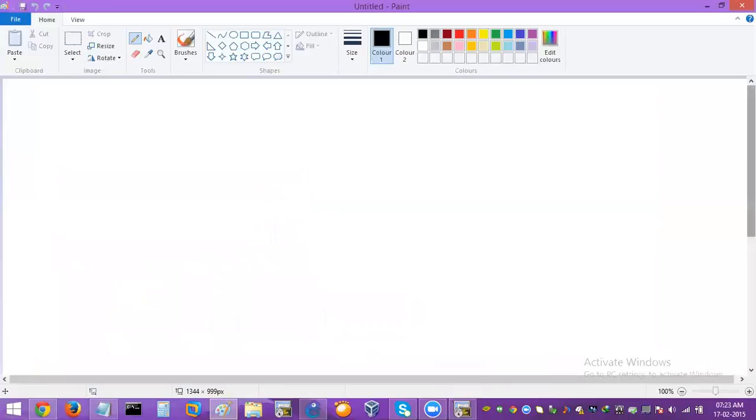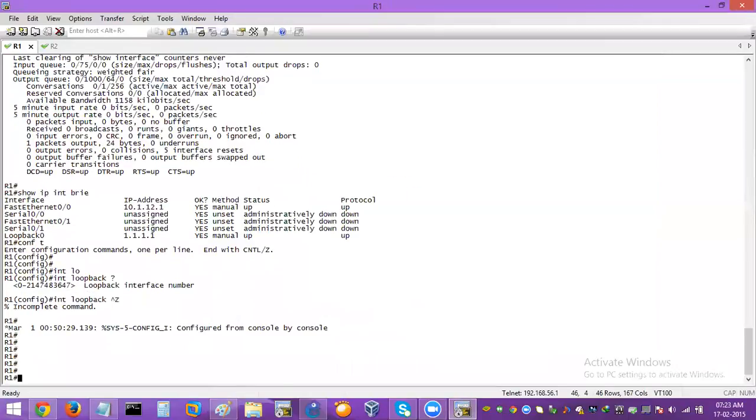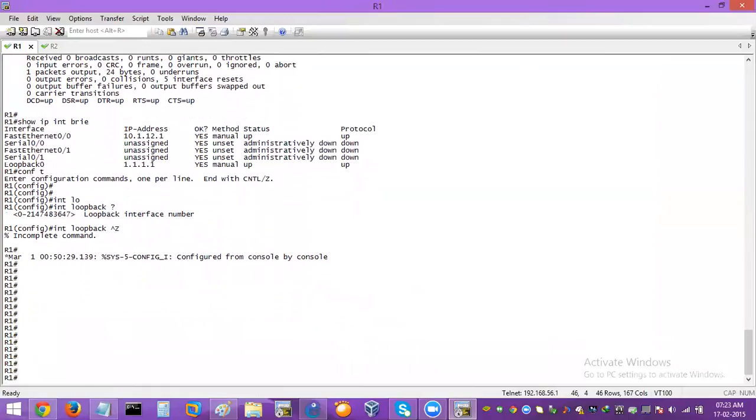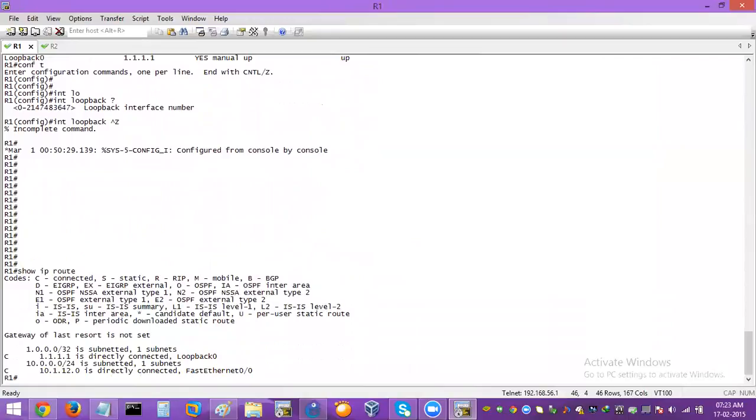Okay, guys, now if I go to R1, become active, everyone, because I'm going to ask you a few things here. If you check show ip route, right now I have 2 routes. One is 1.1.1.1/32, and one is 10.1.12.0/24. If I try to ping 10.1.12.2, which is R2, will I be able to ping it? Just tell me yes or no.